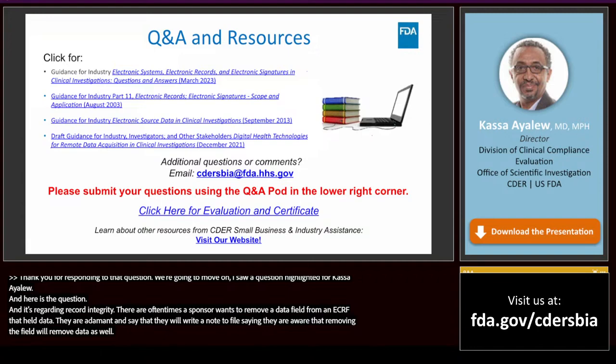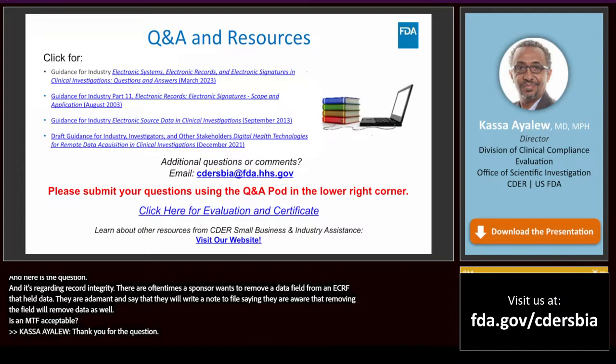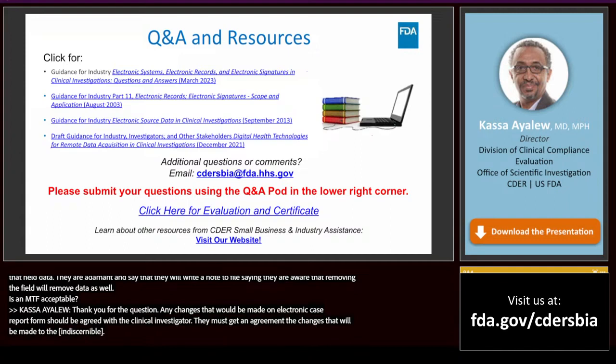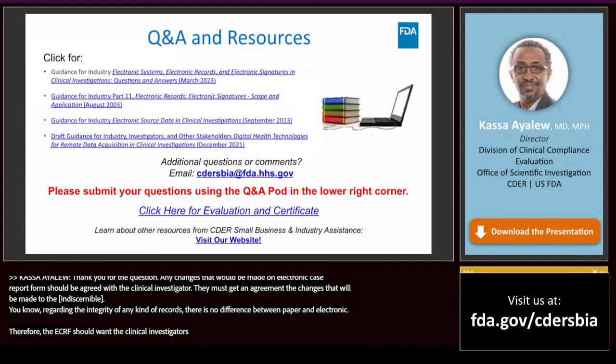Thank you for the question. Any changes that would be made on an electronic case report form should be agreed with the sponsor and the clinical investigator. The investigator should agree the changes that would be made to the eCRF, regarding the integrity of any kind of records. There is no difference between paper and electronic. Therefore, the eCRF should reflect what the clinical investigators have captured in the source, and therefore that needs to be looked at from a data integrity perspective.